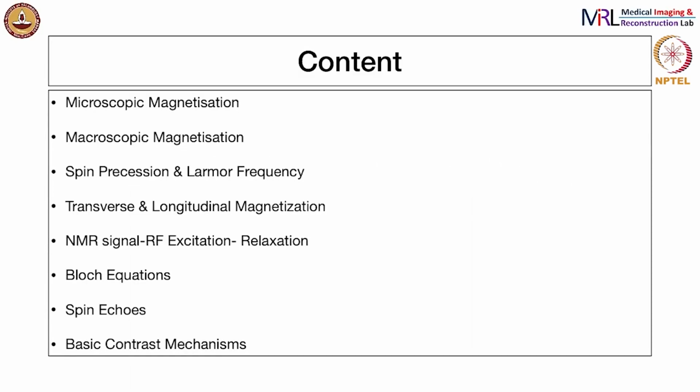We are going to look at a brief introduction to the origin of magnetization in the sample. We'll understand how the individual spins, so-called spins, interact with the external static magnetic field. We'll understand terminologies related to transverse and longitudinal magnetization, and then we'll look at the origin of the MR signal, the one that is actually used for putting together the images that you see from an MR scanner.